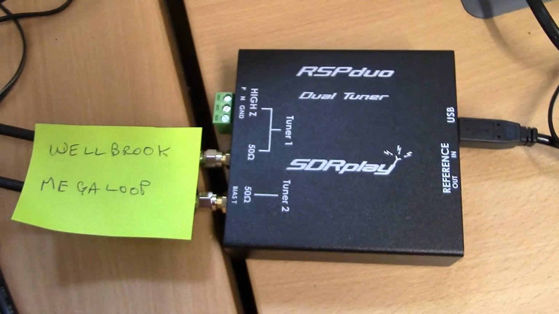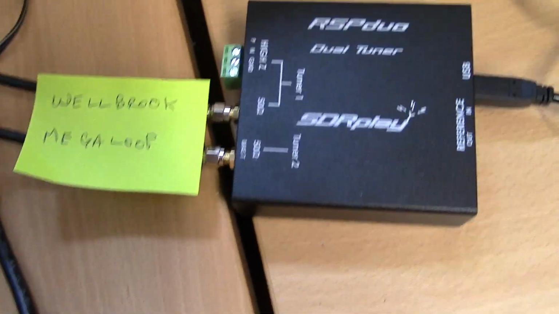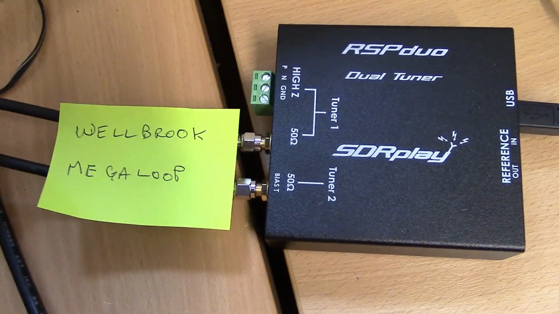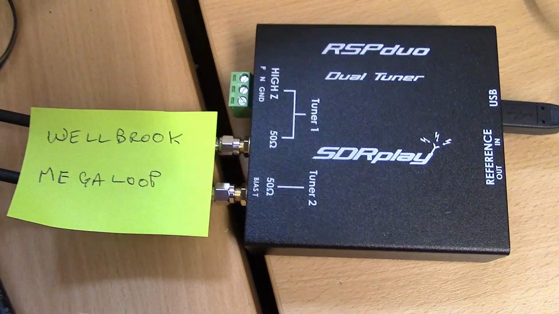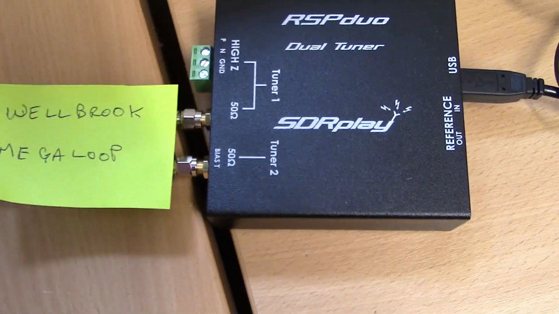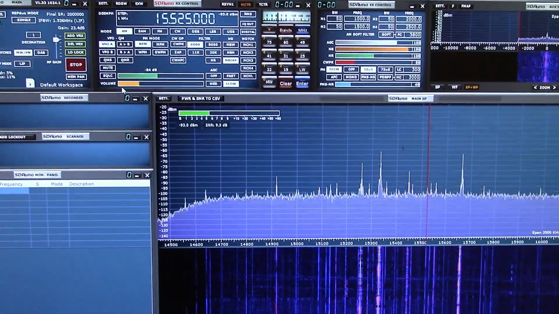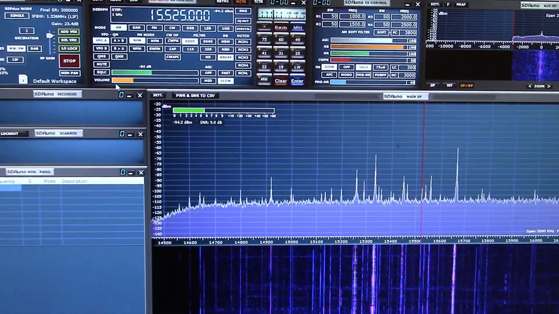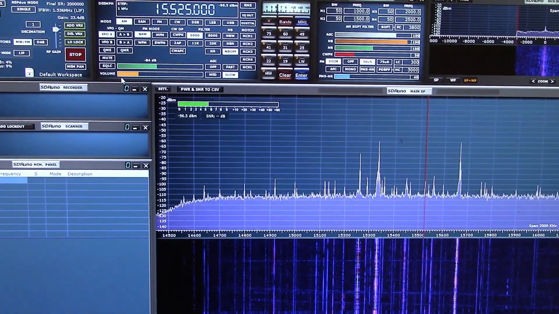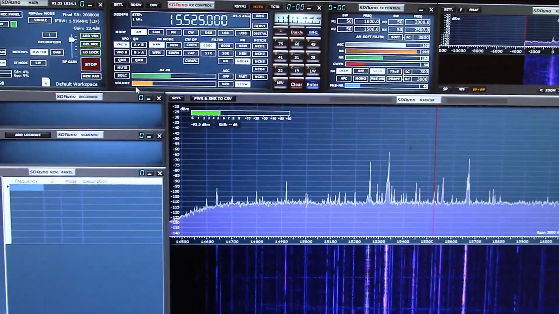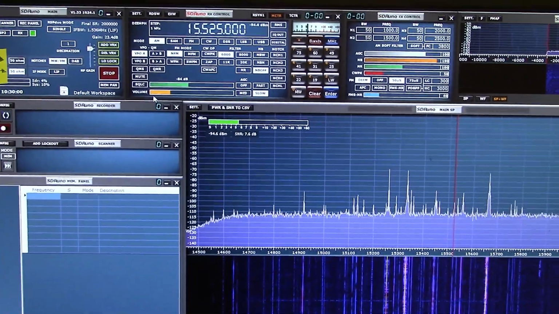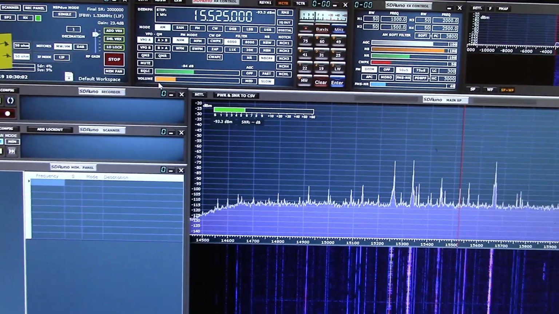And here's the RSPduo with the Wellbrook loop connected to tuner 1 and the Megaloop connected to the tuner 2 input. So I've picked a 15 megahertz broadcast signal. The reason I'm using a broadcast signal is that it's continuously transmitting.